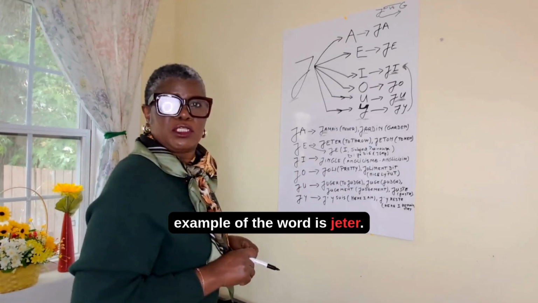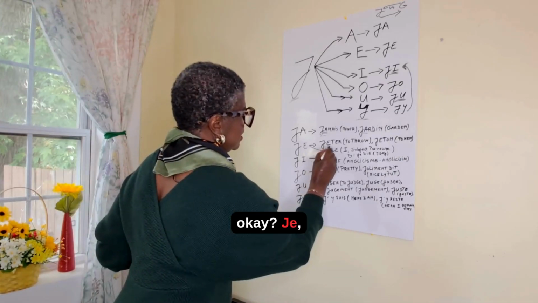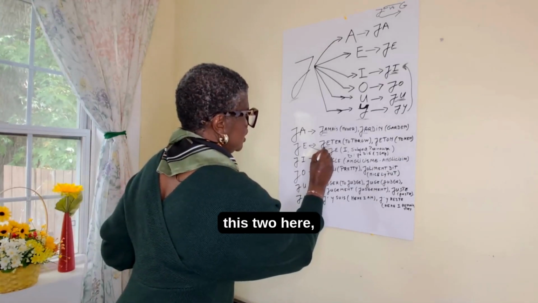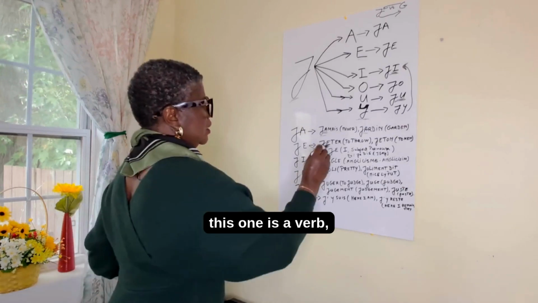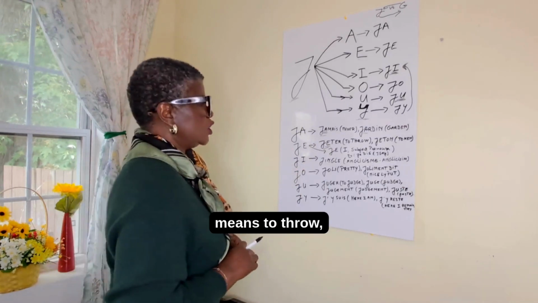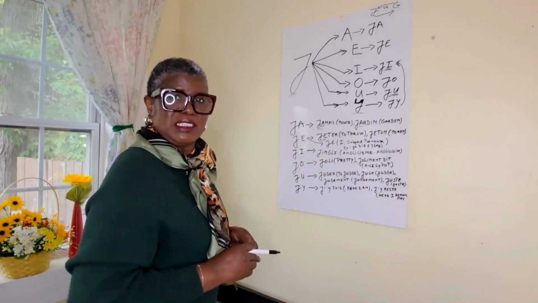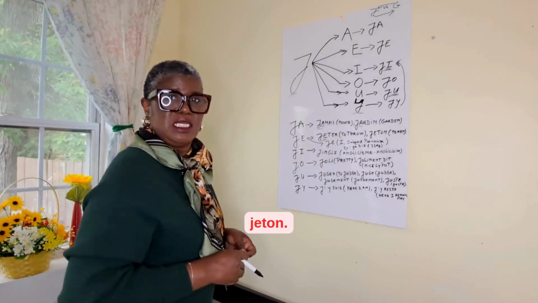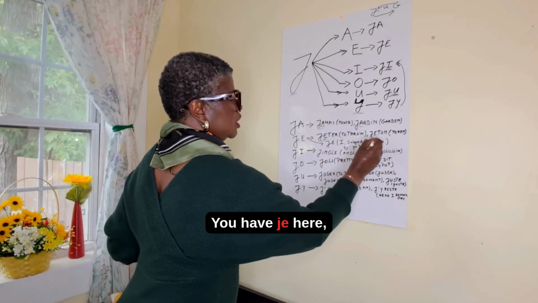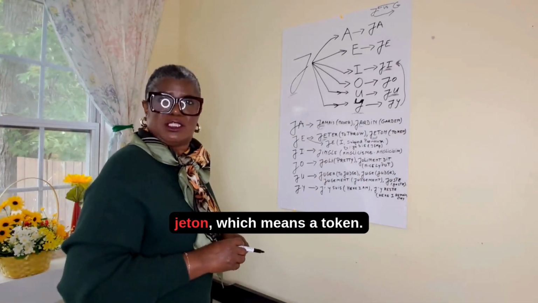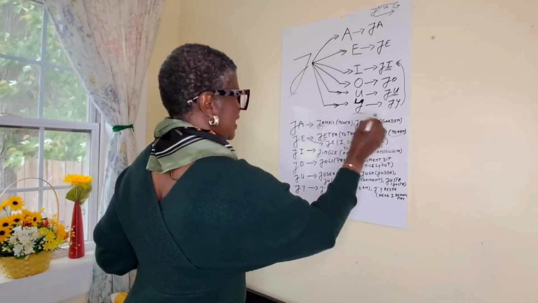The example of the word is jeter, which you can see here, okay? J, these two here, jeter. This one is a verb, which means to throw. And another word that comes from this verb is jeton. Jeton. You have the J here, jeton, which means a token. Is it not great? Okay, see, token.